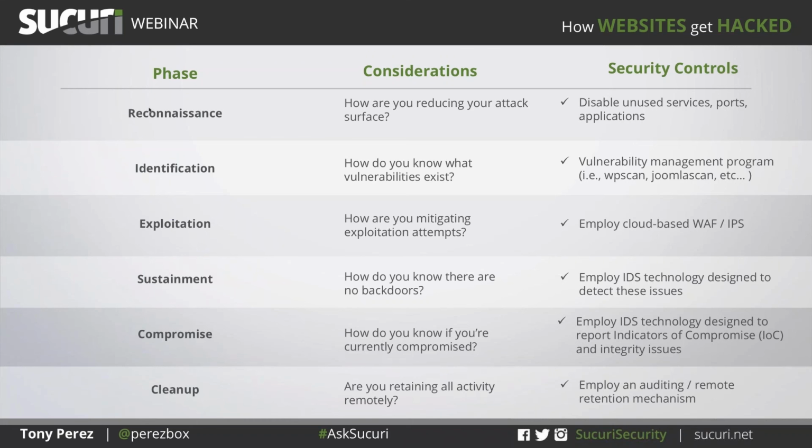Then there's the sustainment piece. We know that when they go through this phase, if they are successful, they're going to do some form of sustainment activity. How do we know what's happening on that edge? How do we know if backdoors are in there?